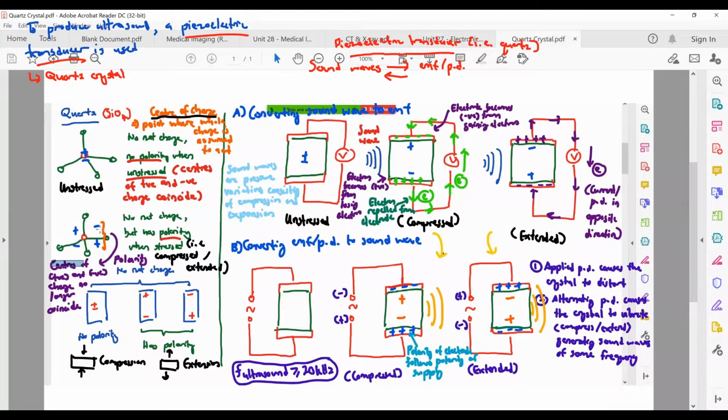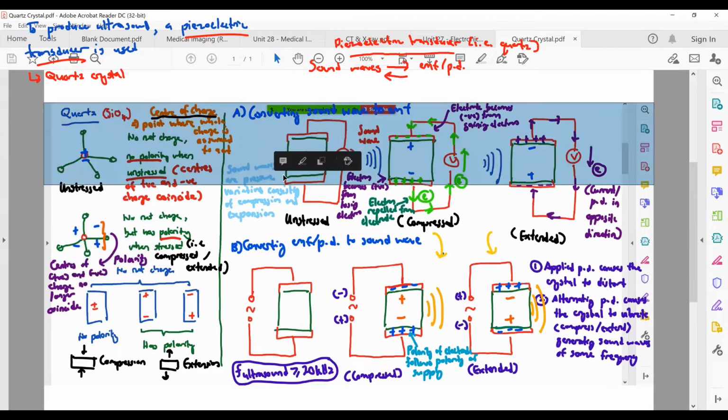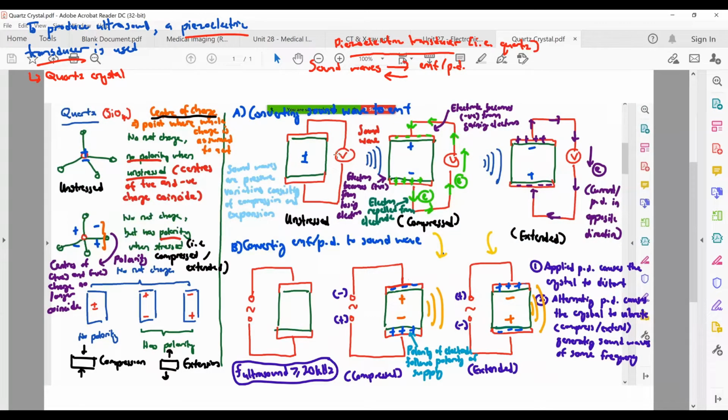Now, it's this fact here that will be used to explain how it converts sound waves to PD and PD to sound waves. So let's first go through how it converts sound waves to PD or EMF. Say, for example, you have your quartz crystal. This one is your quartz crystal, the green portion here. If it is unstressed, the centers of positive and negative charge are coinciding.